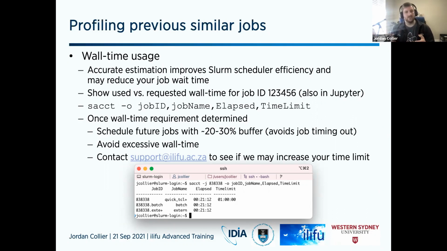So once you have determined your wall time, you could schedule future jobs with about a 20 to 30% buffer, which avoids it timing out, but you should also avoid excessive wall time. Here I've shown an example where I requested an hour but used 21 minutes. If you're noticing that you're at risk of your job timing out, you can contact ilifu support to see if it's possible to increase your time limit. But hopefully, if you do these kinds of tests, you can accurately specify it.